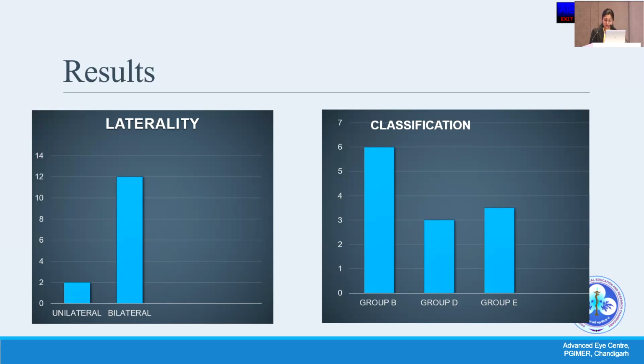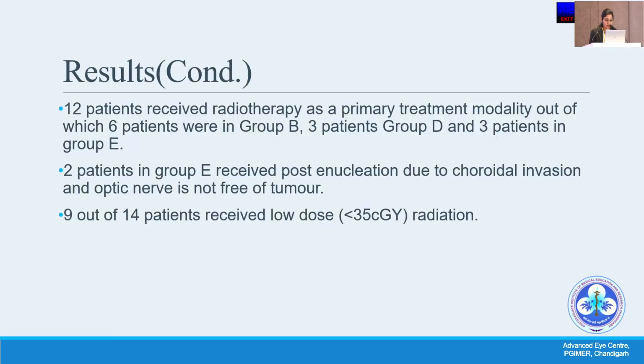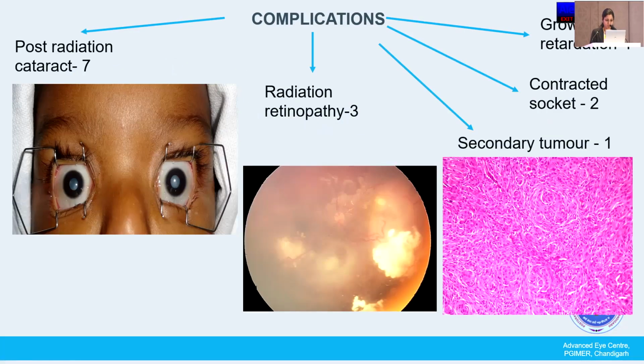Coming on to the classification, 6 patients belong to group B, 3 patients belong to group D, and 5 patients belong to group E. So 12 patients received radiotherapy as a primary treatment modality, out of which 6 patients were from group B, 3 patients belonged to group D, and 3 patients belonged to group E. And 2 patients in group E received it post-enucleation due to choroidal invasion and optic nerve involvement in the enucleated sample. 9 out of the 14 patients received a low dose of radiation, that was less than 35 centigrays, and the rest received high dose radiations.